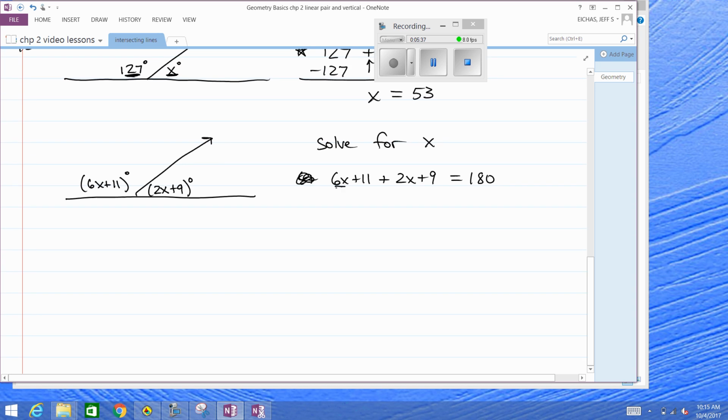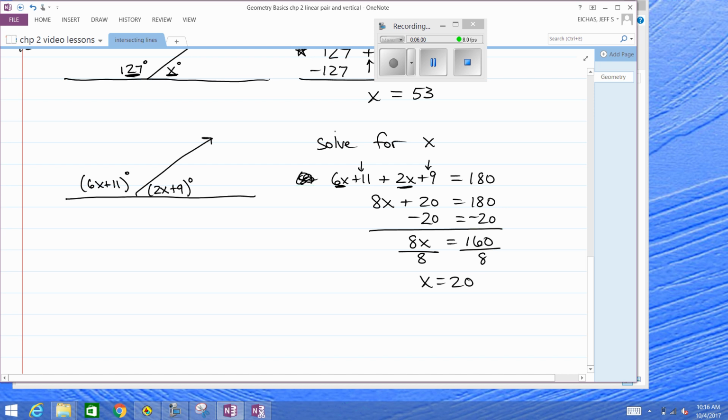Okay, we're going to combine like terms. So 6x and 2x we know is 8x. The plus 11 and plus 9 makes plus 20. We're trying to get at x, so inverse operation. 8x equals 160 and divide by 8. Okay, x equals 20. We just wanted x. Sometimes we'll have to plug back in and find out what the angles are, but that's good enough for now.